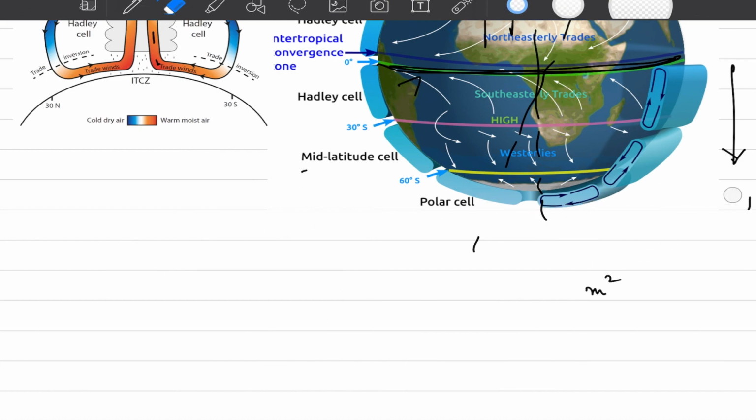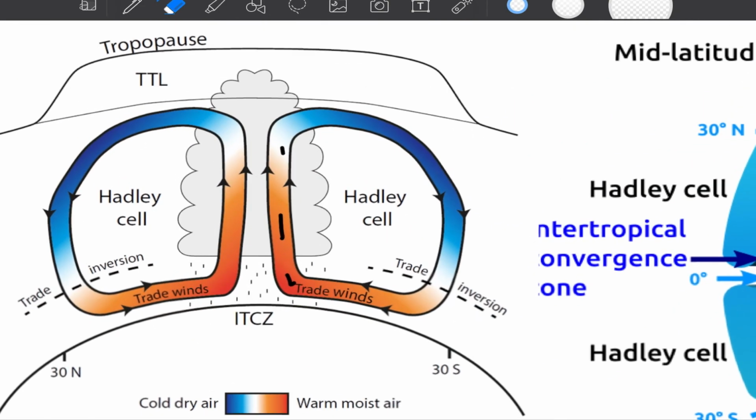Now, what happens at the equator? At the equator, we have more of this insolation, or the solar radiation falling directly, as a result of which air gets warmer and rises up, creating a low pressure zone here.